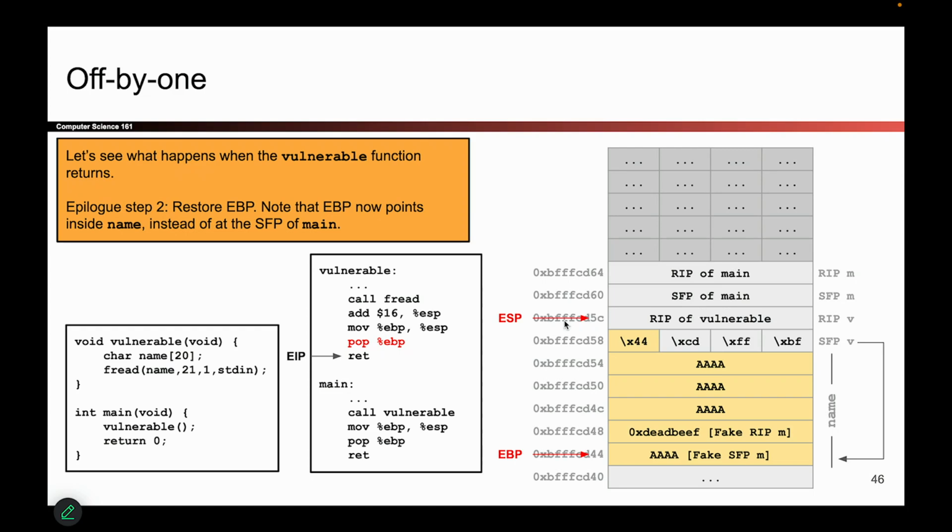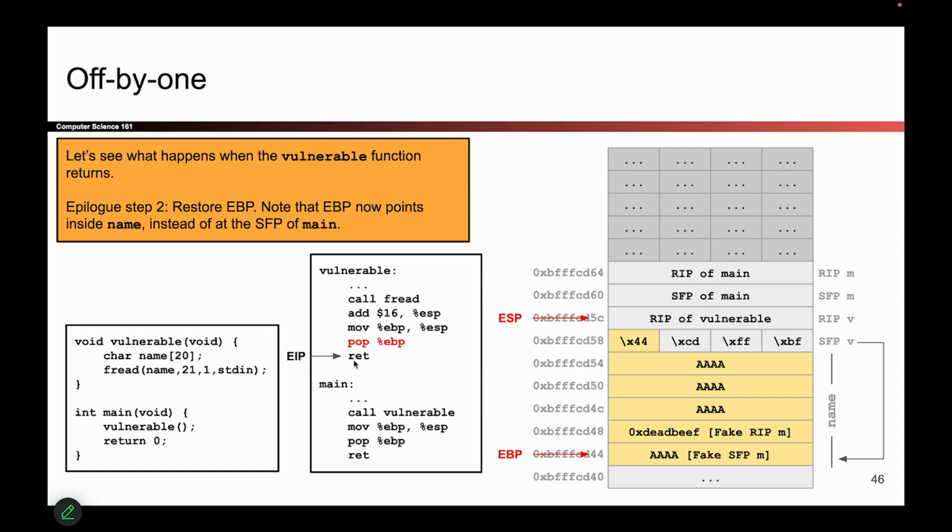So now the stack is totally busted. It's not supposed to look like this. EBP is supposed to be up here, the top of the previous stack frame. But because we overwrote this value, EBP is now in the wrong place. And that's going to help us later. So that's what happened. By popping this wrong value of SFP, we've now moved the EBP to some bogus place, in particular somewhere that we control.